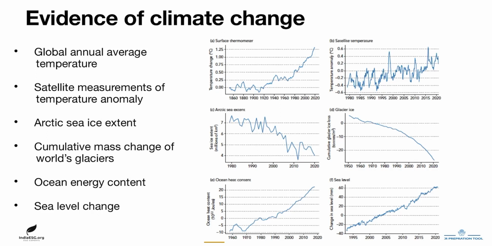In this slide, we are going to see evidence of climate change. Basically, there are different diagrams given in the reading material, which give different sources that tell us that climate has really changed. So the first diagram talks about global annual average temperature.